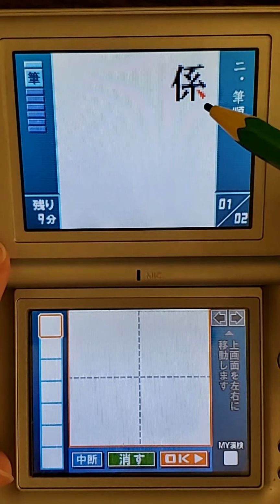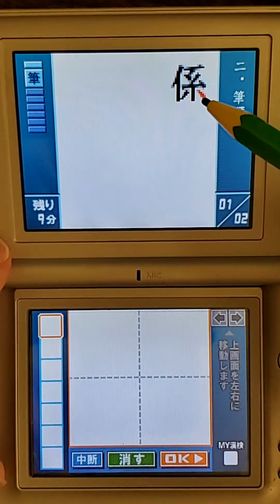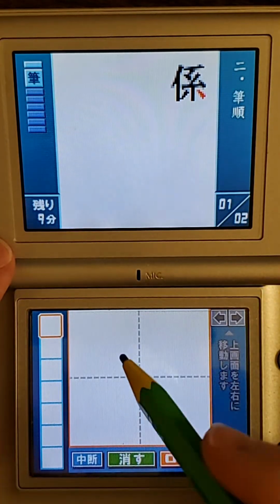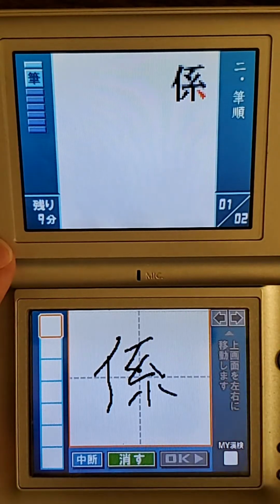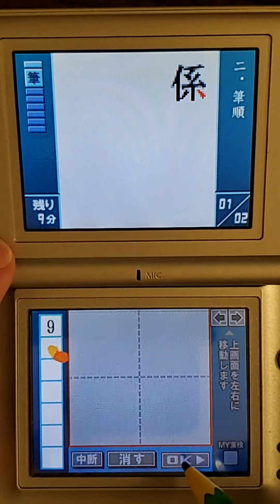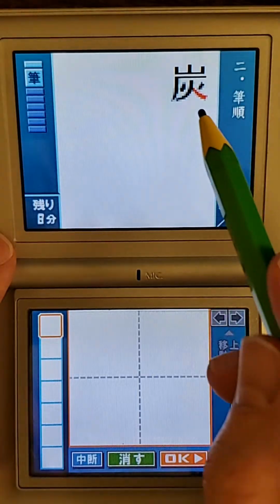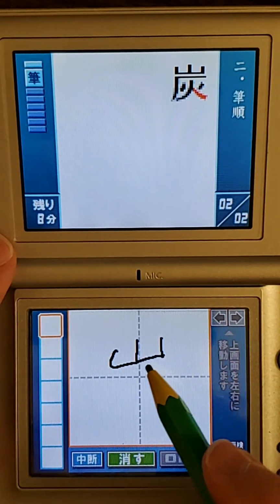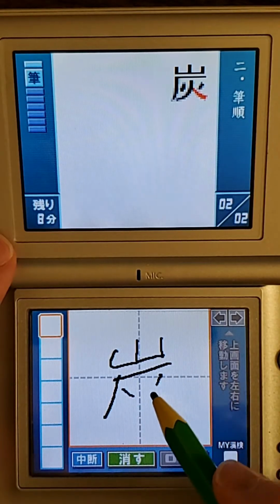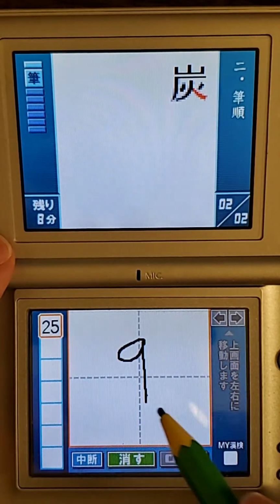All right, so this one here, the red, we've got to put the stroke order number. So 1, 2, 3, 4, 5, 6, 7, 8, 9. So 9. Same here, that red one there. So 1, 2, 3, 4, 5, 6, 7, 8, 9. Again, 9.